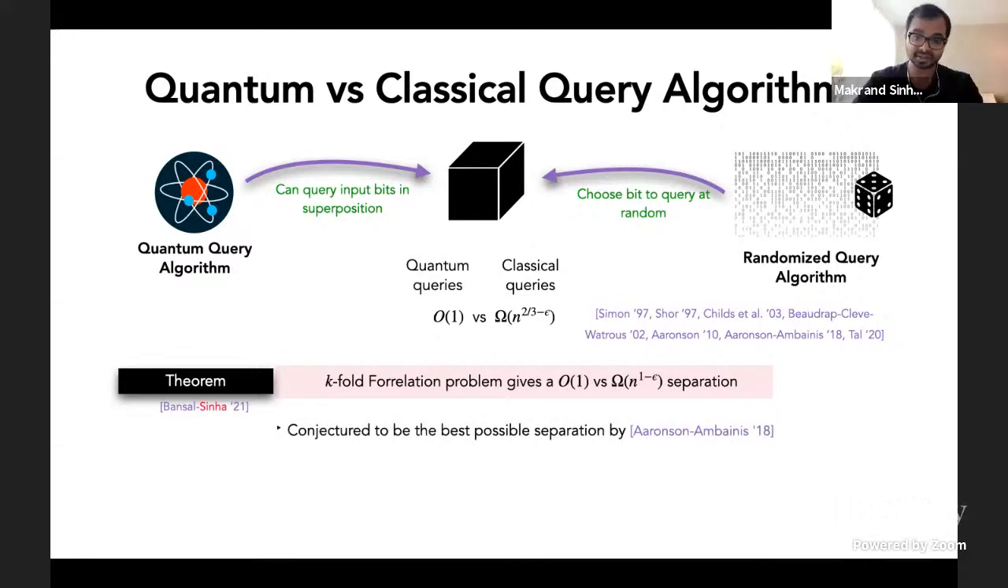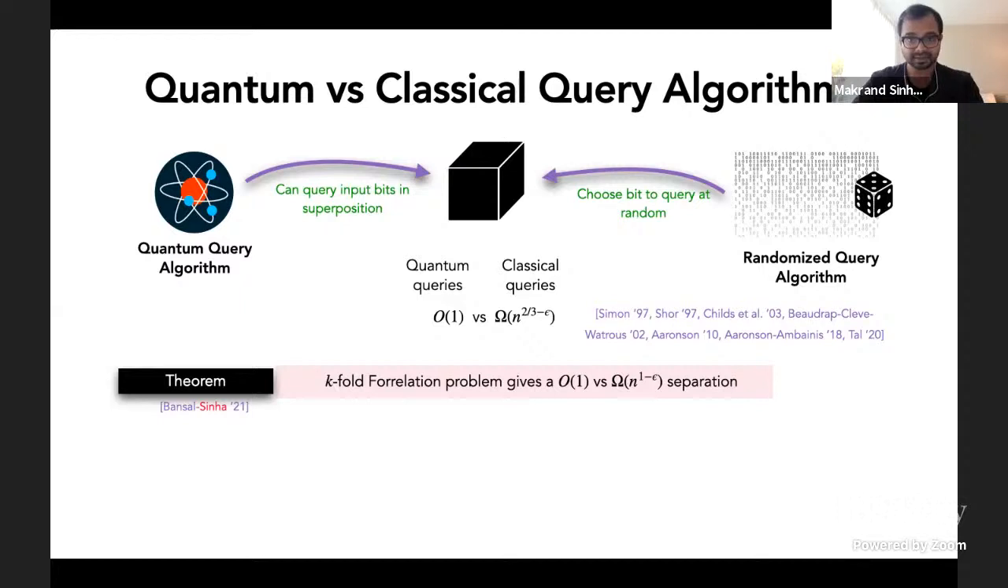This was conjectured to be the best possible separation for this problem, k-fold correlation, by Aaronson and Ambainis. And in our paper, we show this. Let me also mention that there was an independent work showing essentially the same separation for a related problem.